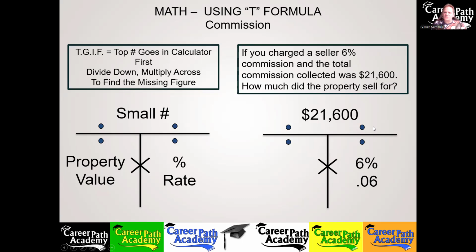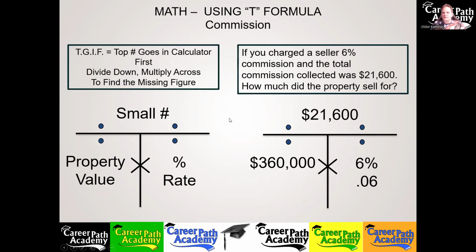So we know that the commission is the small number, so it goes on the top of the T formula, and the percentage goes on the other side. Now we divide down. Remember, TGIF: the top number goes in the calculator first. So how much did the property sell for? 360,000. There you go, 360,000. Doesn't that make it so much easier to figure out? Yeah, much easier.